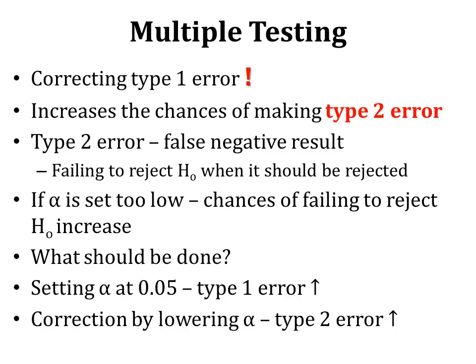So we are left in confusion. What should be done? If we set the level of significance at 0.05, then we increase the chances of making a type 1 error in multiple testing. But if we correct the level of significance for multiple testing by lowering it, then we increase the chances of making a type 2 error. So this is really a confusing situation, and what should we do in this case?